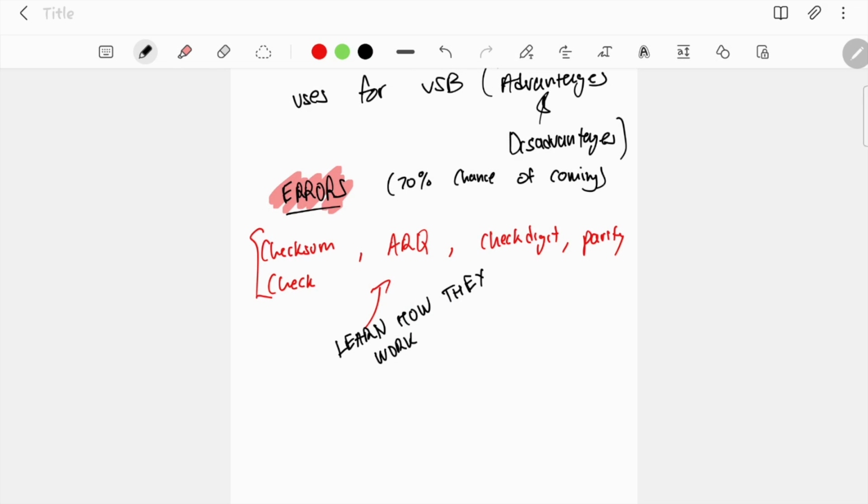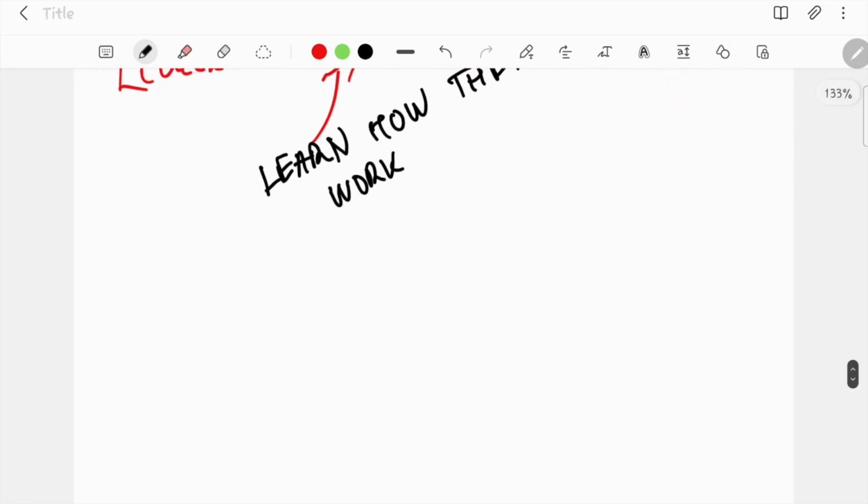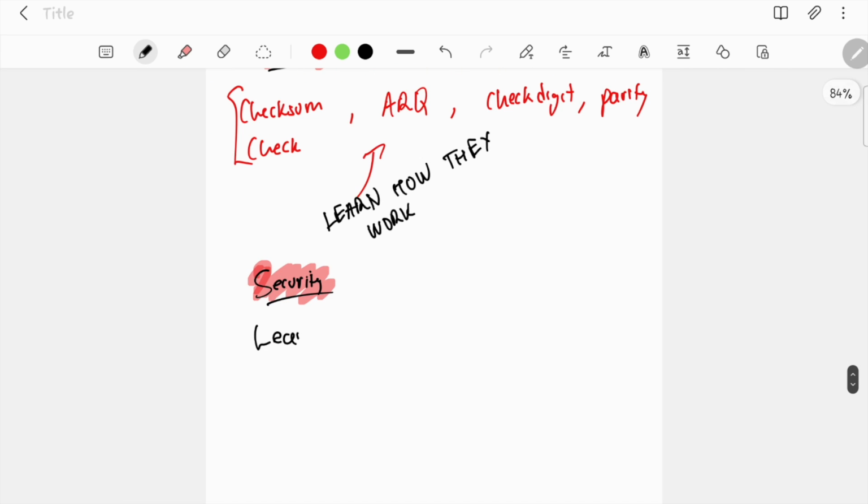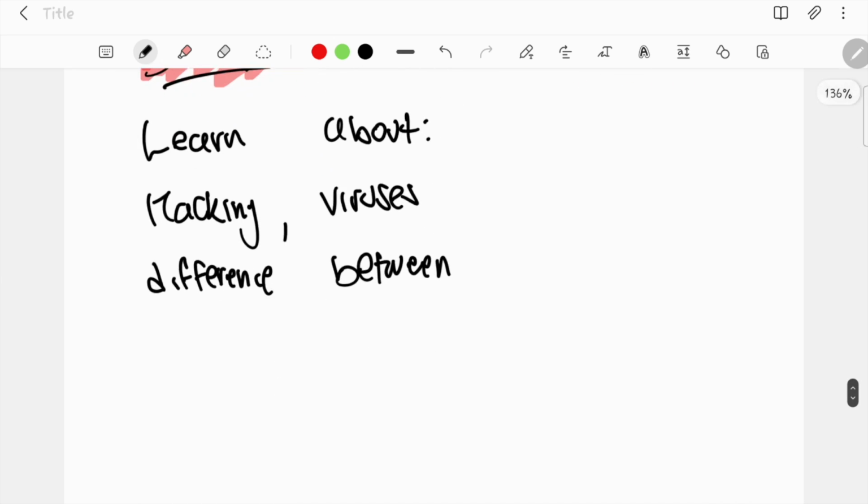Now, next thing you need to know, let's look at stuff like this. Okay, this part is security. So let's highlight this, security. So here you need to learn about hacking, what is hacking, what is viruses, the difference between, let's say, phishing and pharming. Okay, so go over those, the difference between phishing and pharming.